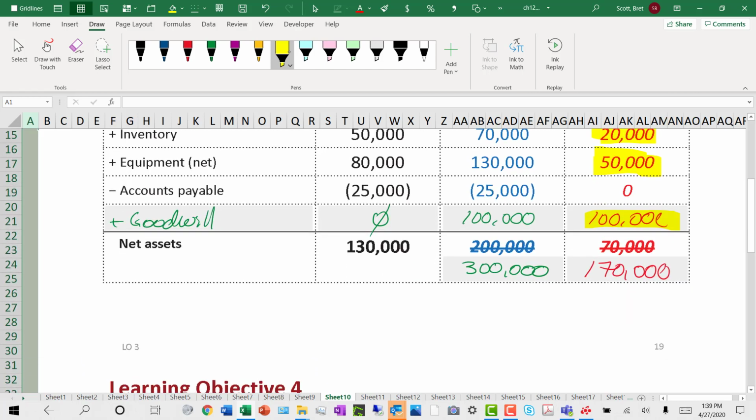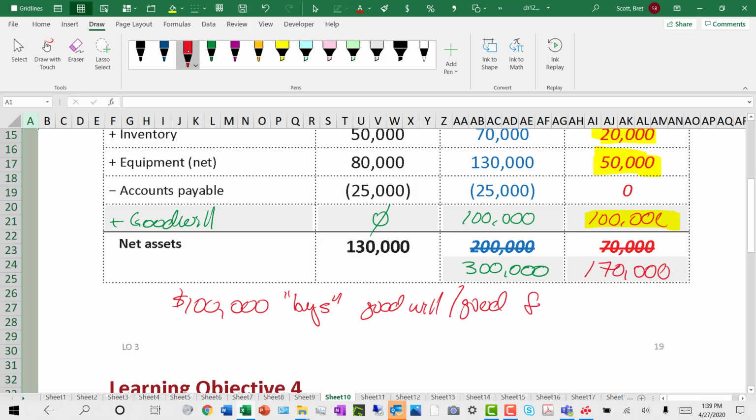So again, the $100,000 in this case buys goodwill, good feelings between Beerbo's employees, shareholders, etc., and in this case, Dudmeiser's employees, shareholders. That's why we pay extra. So that's how you determine how goodwill arises.